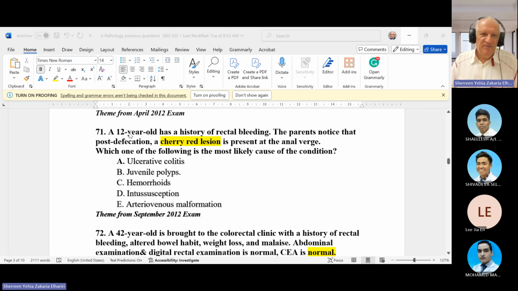Next question, a 12-year-old has a history of rectal bleeding. The parent noticed that post-defecation a cherry red lesion is present at the anal verge. Cherry red, like a cherry tomato, or very small. Which one of the following is the likely cause? So something protrudes, very tiny, like a cherry tomato. So what could it be? Anyone?